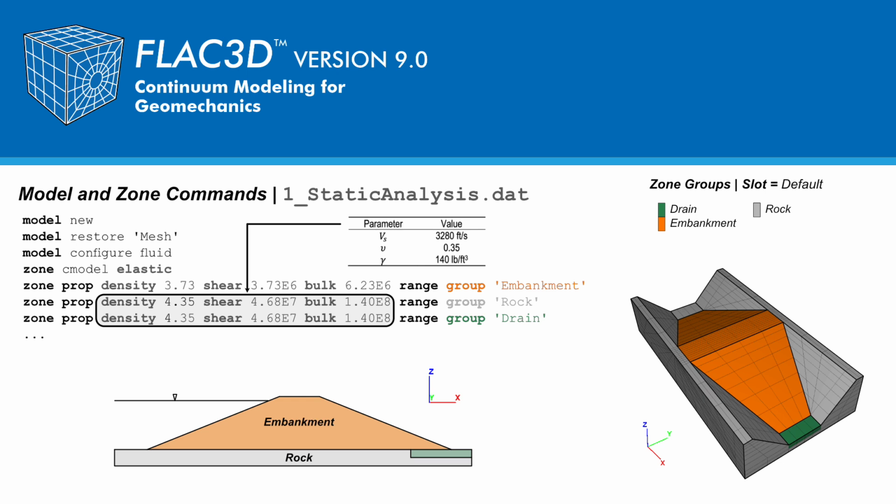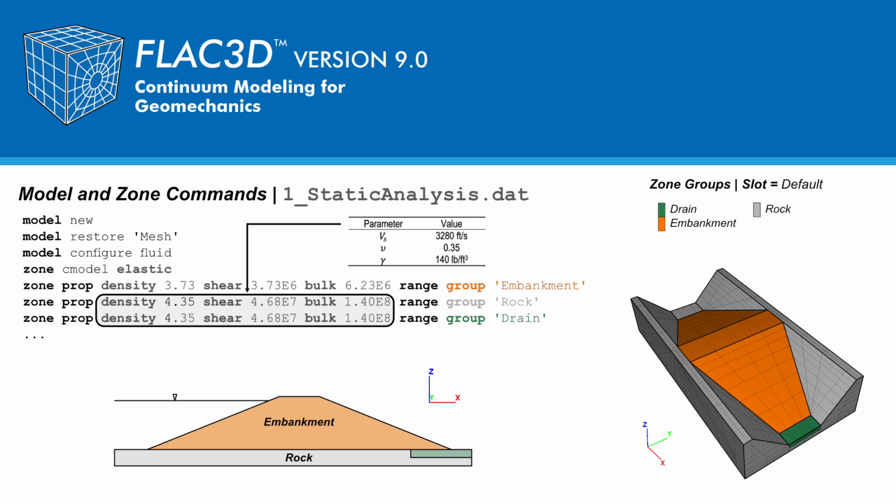For the rock abutments and foundation, it is expected that the material stiffness should be notably larger than the embankment. In this analysis, the stiffness is selected to correspond to a shear wave velocity of 3,280 feet per second, a value that is over 3 times that of the shear wave velocity in the embankment.